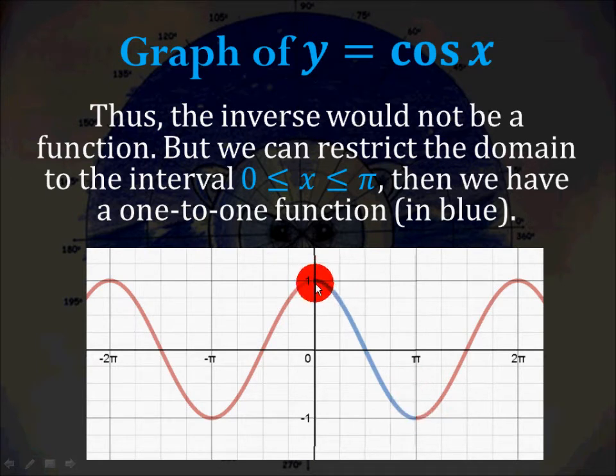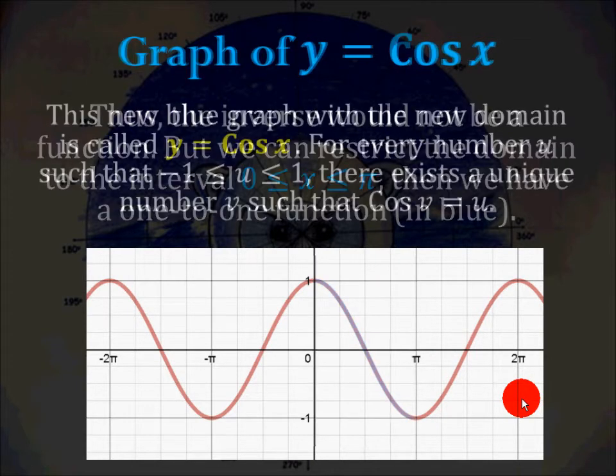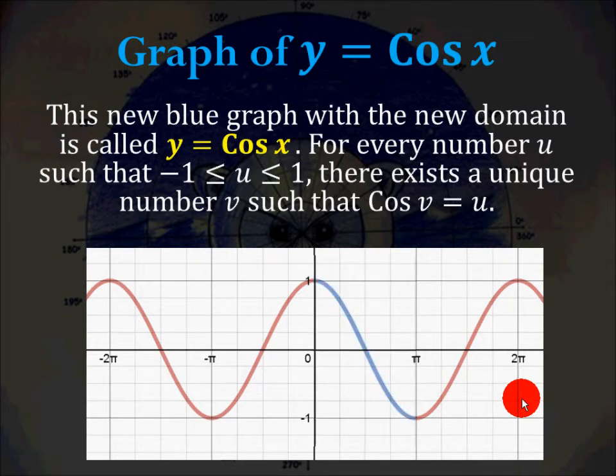Now why do we choose 0 to pi? Well, that's because the value of cosine can only be between -1 and 1. And for x from 0 to pi, it will cover all the possible values of the cosine of x, all the way from 1 and all the way down to -1 with every value in between. If we take this segment and use it alone, we have a one-to-one function, because if we were to draw a horizontal line, it would only intersect the blue line at most one place. So this new blue graph is called the cosine of x with a capital C.